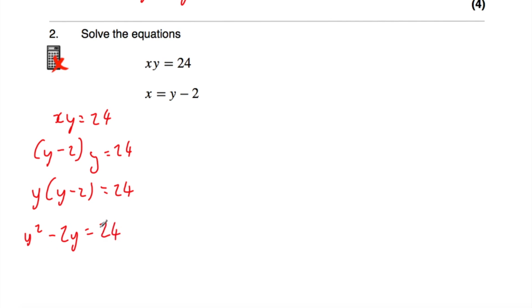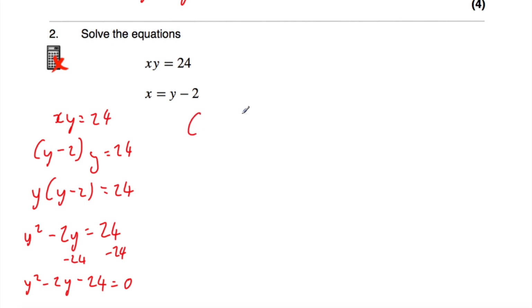And now this is a quadratic, we want it to equal 0, so let's take away 24 from both sides. So if we take away 24 from both sides, what will we get? So on the left hand side we'll have y squared minus 2y minus 24, and on the right hand side that's equal to 0. So we've now got a quadratic that we can solve, and hopefully we'll be able to factorize it. Because it's a non-calculator question, hopefully we should.